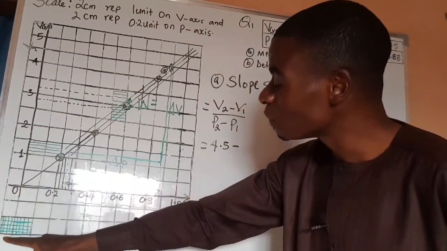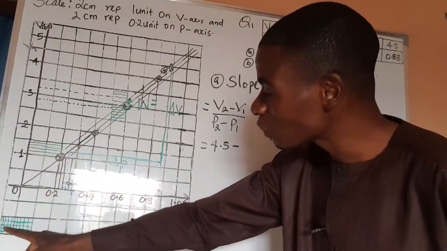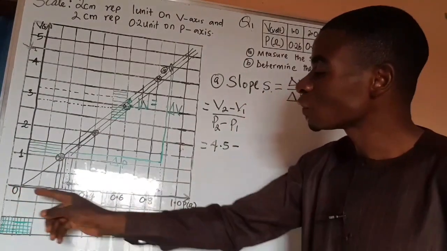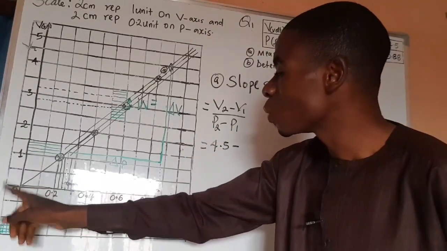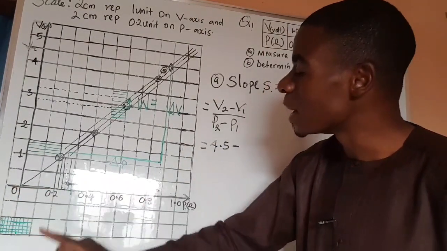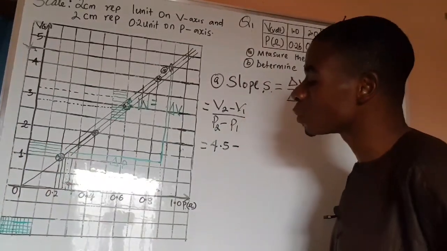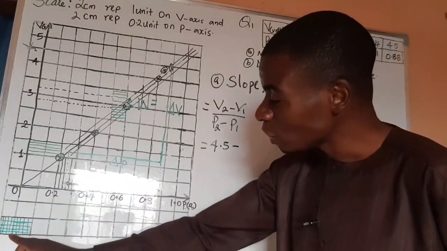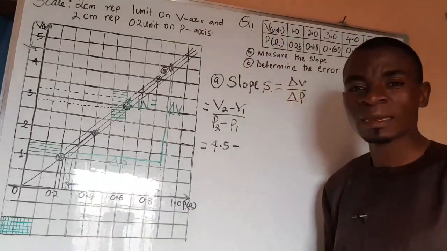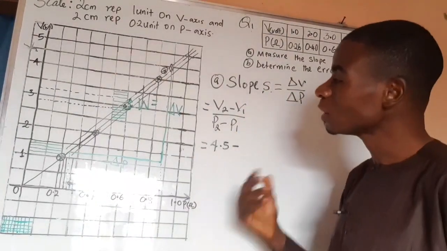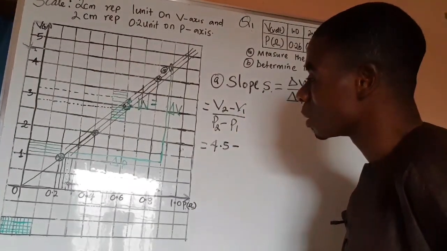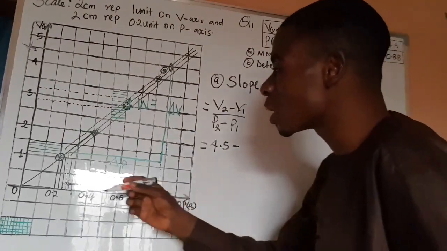Okay, so if 2 centimeters represent 1 unit, to obtain this small box in between, if you count these small boxes, they are up to 10. So what you should do is you just pick the 1 and divide it by 10. This 1 you divide by 10, you're going to have 0.1. That means that each of the small lines is 0.1.